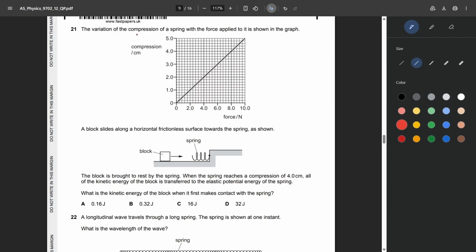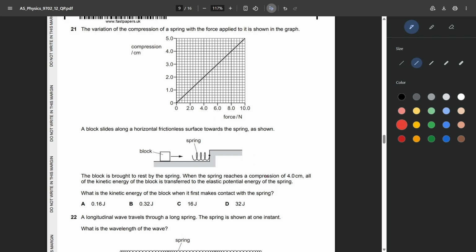The variation of the compression of a spring with the force applied to it is shown in the graph. The block slides along a horizontal frictionless surface towards the spring as shown. The block is brought to rest by the spring. When the spring reaches a compression of 4 centimeters, all of the kinetic energy of the block is transferred to the elastic potential energy of the spring. What is the kinetic energy of the block when it first makes contact with the spring?